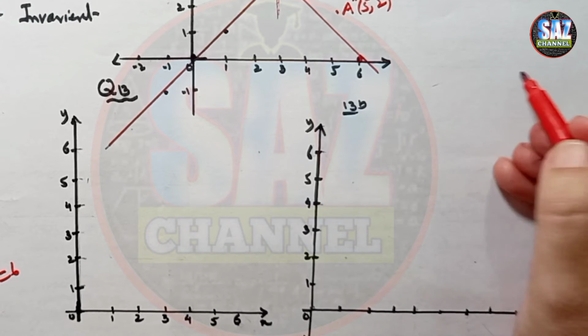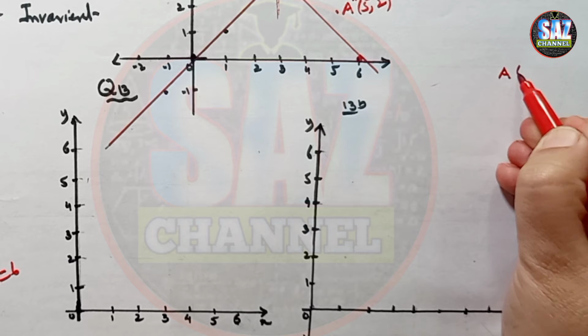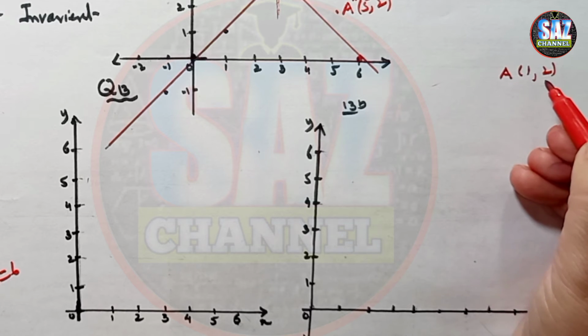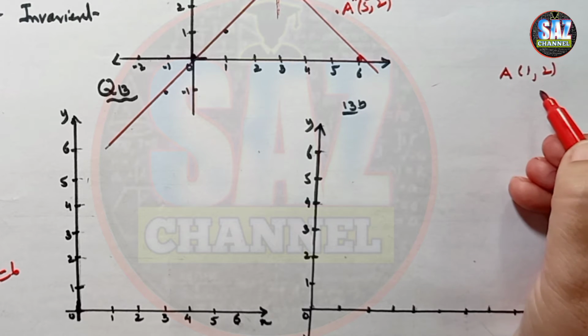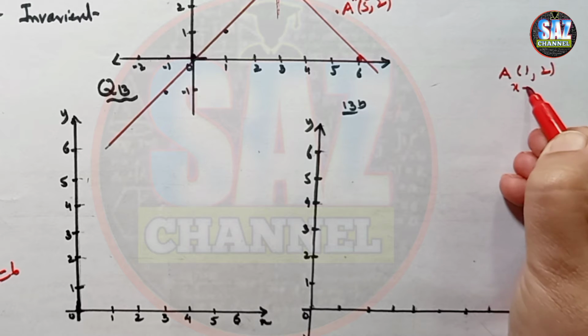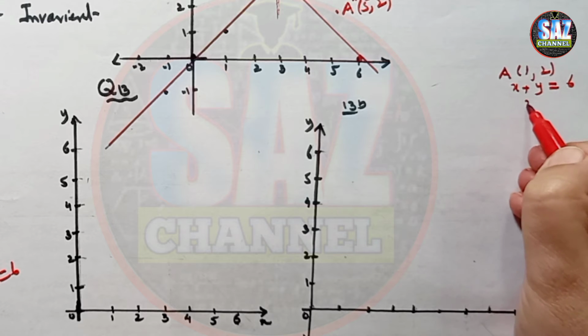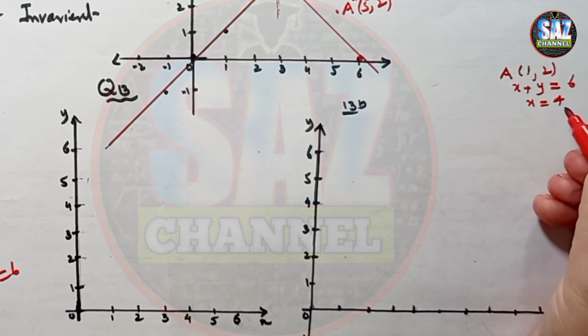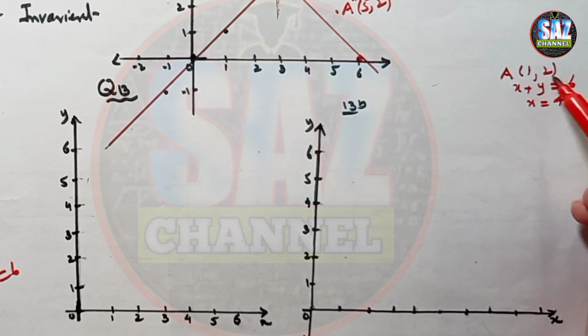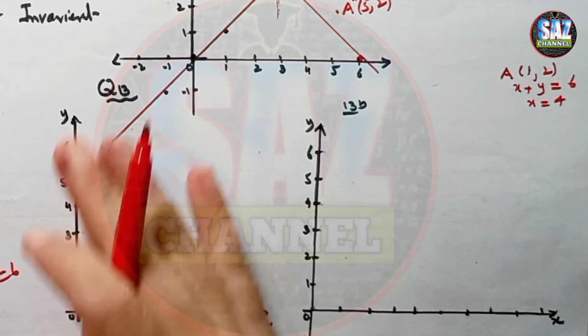in question number 13, the object A (1, 2) is reflected first in the line x plus y equals 6, and then followed by another reflection in x equals 4. And the second part says again the same object (1, 2) is reflected in x equals 4 first, and then x plus y equals 6. Is the reflection commutative? In this case, state the coordinates of the invariant point under these two reflections.